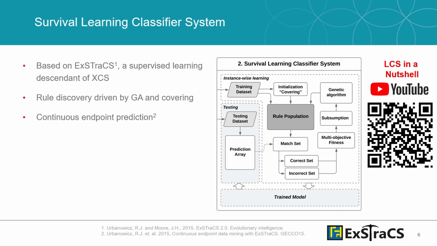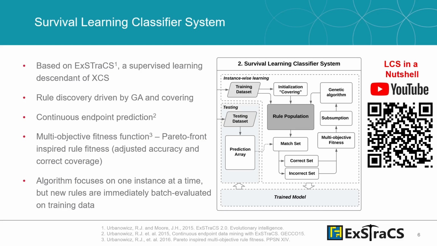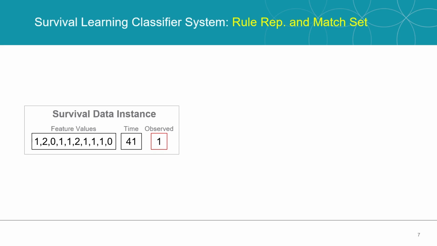Our Survival-LCS also draws inspiration from our previous work on extending LCS algorithms to continuous endpoint prediction, and work in developing a multi-objective rule fitness function that is Pareto front inspired, using a combination of an adjusted accuracy and an adjusted correct coverage as the two primary objectives underlying the fitness function. Another difference between Survival-LCS and other learning classifier systems is that while a learning iteration still focuses on one instance at a time, any new rules introduced by covering or the genetic algorithm are immediately batch evaluated on the entire training dataset. This is something we can confidently add, given that this system is focused on supervised learning rather than reinforcement learning. Now let's focus in on some of the key differences between our algorithm and other LCSs.